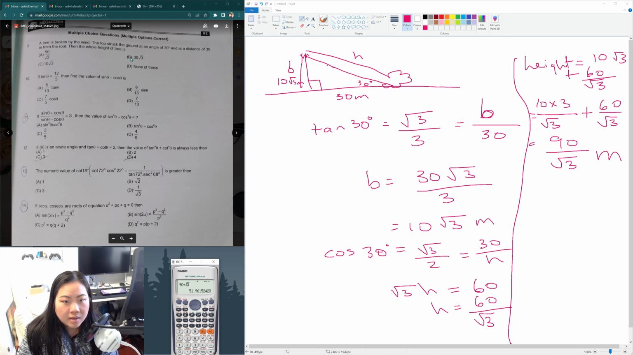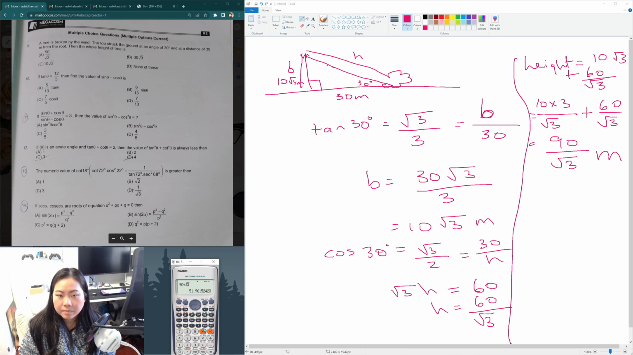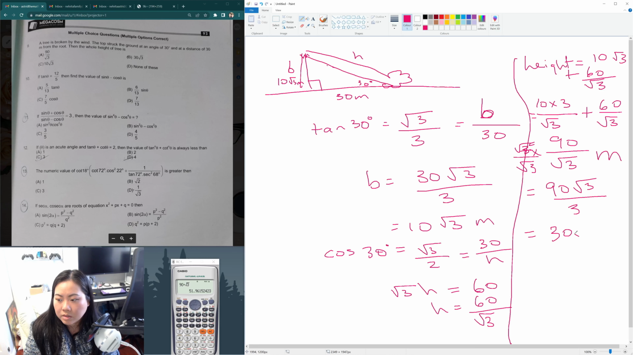Let's check the other answers. 30 times root 3. So 30 times root 3 equals 51. Wait, what did we get before? 90 divided by root 3. 51. They're the same. Hang on a minute. If I times this by root 3 on root 3, it's gonna be 90 root 3 on 3, which is 30 root 3.